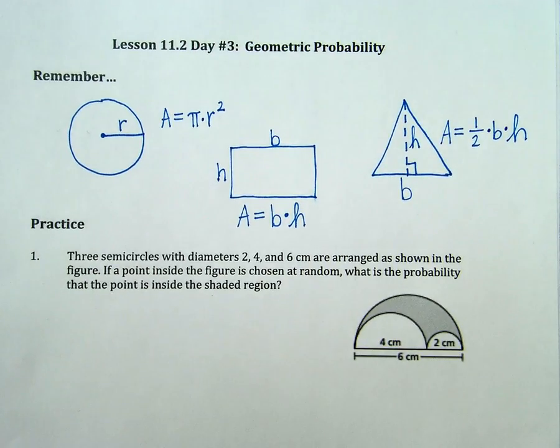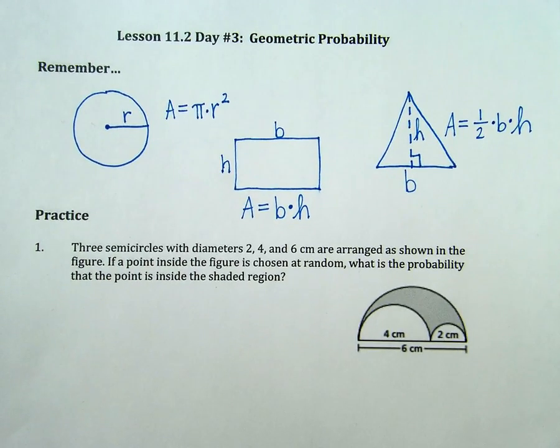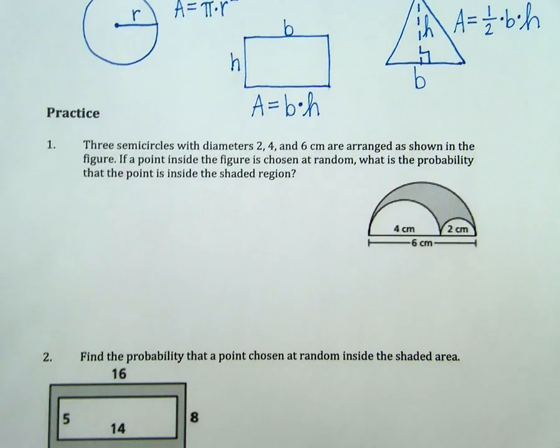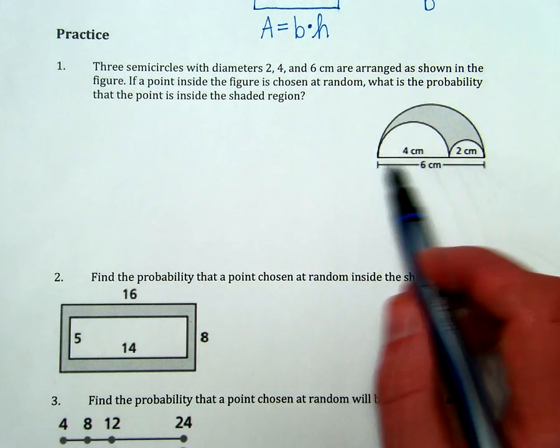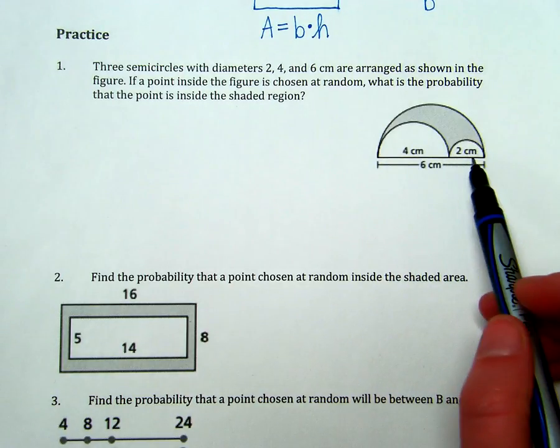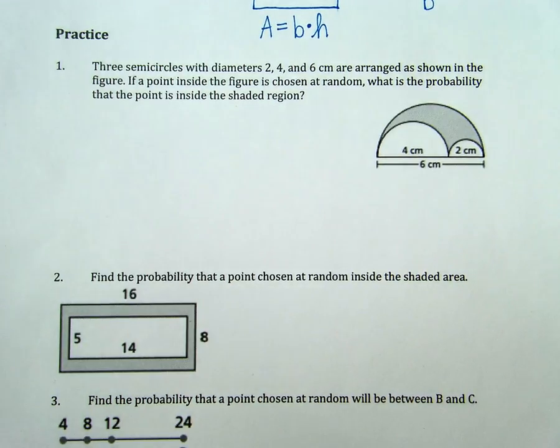Those are the three that are going to come up the most often today, whether it's in your notes or in your homework. So we just have a few examples to get through, and then you'll have the rest of the class time to work on your homework. If you take a look at practice problem number 1, it says 3 semicircles with diameters, diameter means all the way across the circle, are 2 centimeters, 4 centimeters, and 6 centimeters, arranged as shown in this figure. If a point inside the figure is chosen at random, what is the probability that the point is inside the shaded region?